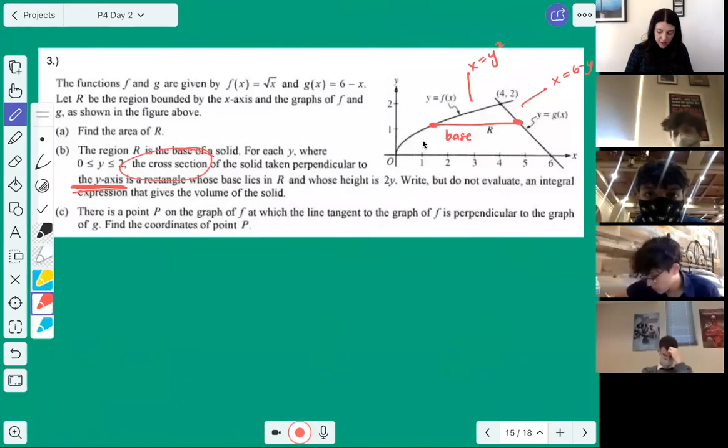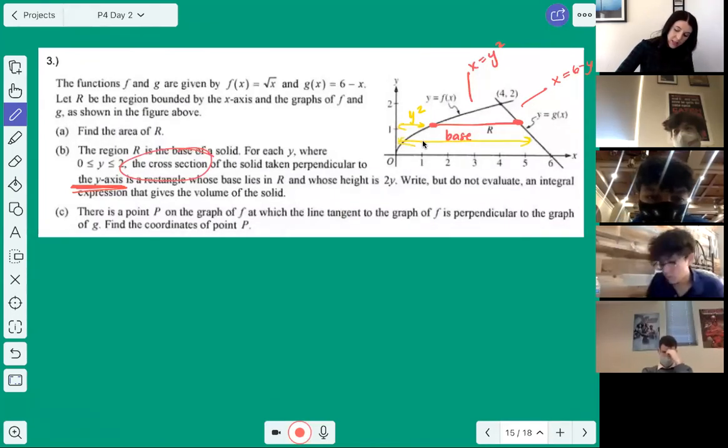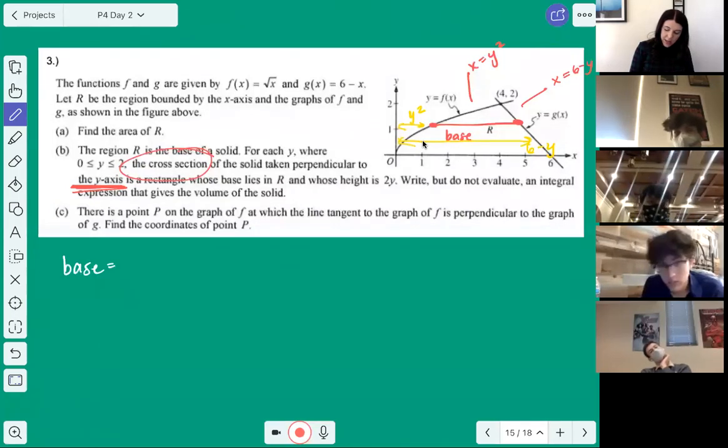Now the distance from the y-axis to that curve is y squared. The distance from the y-axis to the other curve is this 6 minus y. And so we're subtracting them. So our base is going to be 6 minus y squared.